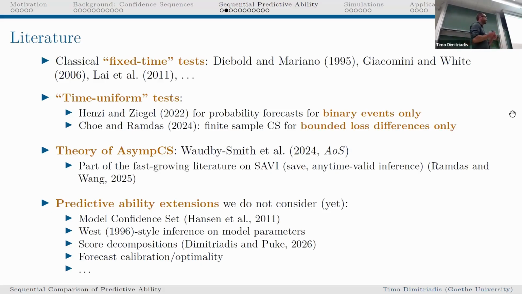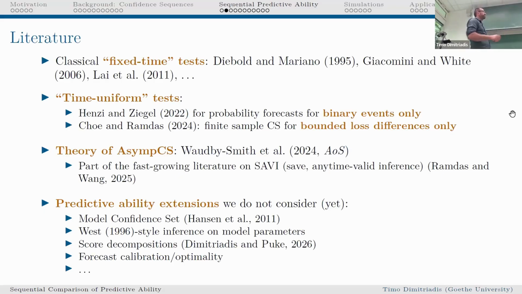However, the problem here is, first of all, it gets very conservative. And second of all, for example, if you compare volatility forecasts, the loss differences are unbounded, because you cannot put a bound on the financial return tomorrow. You don't know that it's definitely below that bound. We compare against that in simulations later on.